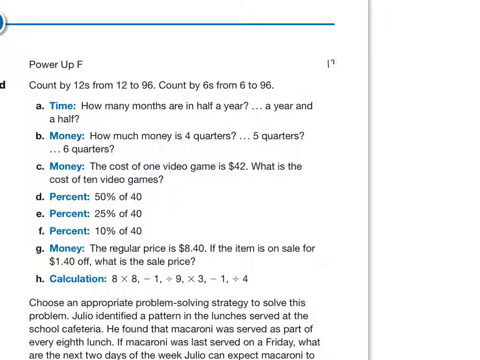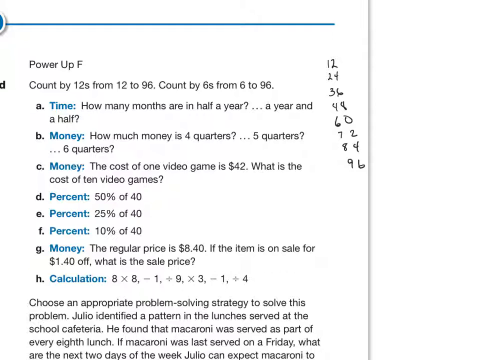So 12 is our first one. Then we have 24. Then we have 36. Then we have 48. And then we have 60. And then 72 and 84 and 96. So that wasn't too bad. Then we go by 6s.